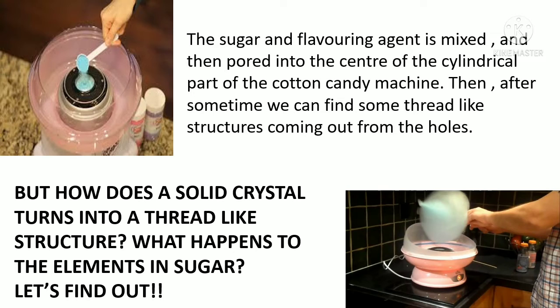Now this is poured into the center of the cylindrical part of the machine, where it will be rotating. It has a coil inside, and after some time you can see thread-like structures coming around that cylindrical part, right? But have you ever thought how these crystals of sugar, or you can say powder, turn into a thread-like structure? What happens to the elements of the sugar, because sugar consists of sucrose, right? Sucrose has 3 elements in it, so how does the structure change? Come, let's find out.